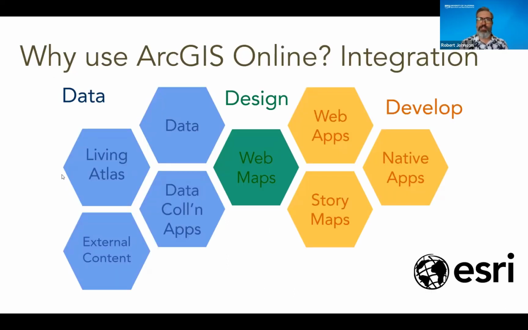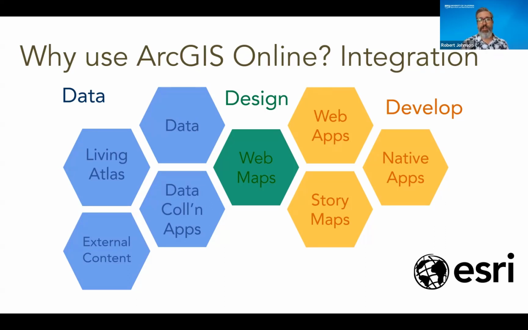Also, there's this integration aspect to ArcGIS Online where you start with the data, which you can get directly from, as I mentioned, the ArcGIS Online environment. They have the Living Atlas, which is a very huge catalog of authoritative data sets that Esri has put together. You can bring in your own data. You can bring in external data from other groups. And most of this stuff, you can search for and find within the ArcGIS Online environment.